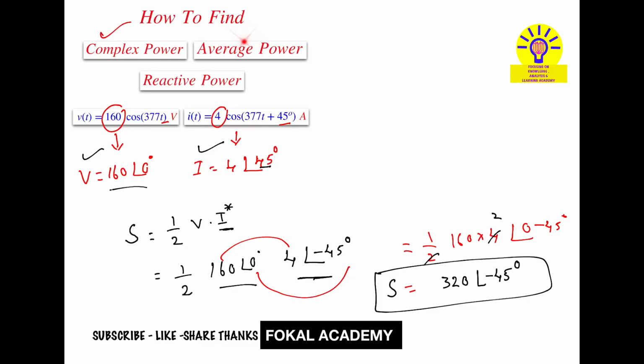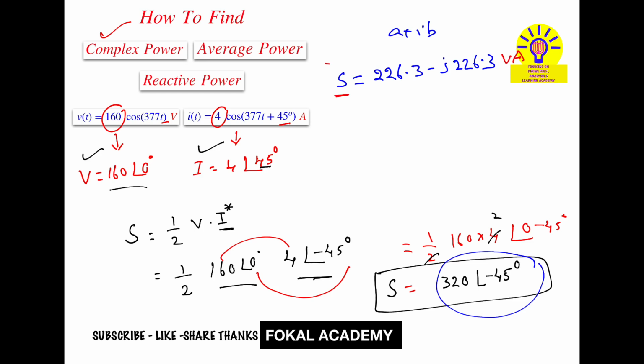Now how can you find the average power and reactive power? For that, convert this phasor form of complex power into complex number form, that is A plus jB form. Using a calculator I converted this into complex number form, and it becomes S equal to 226.3 minus j226.3. The units are volt amperes. So this is the complex power in complex number form.